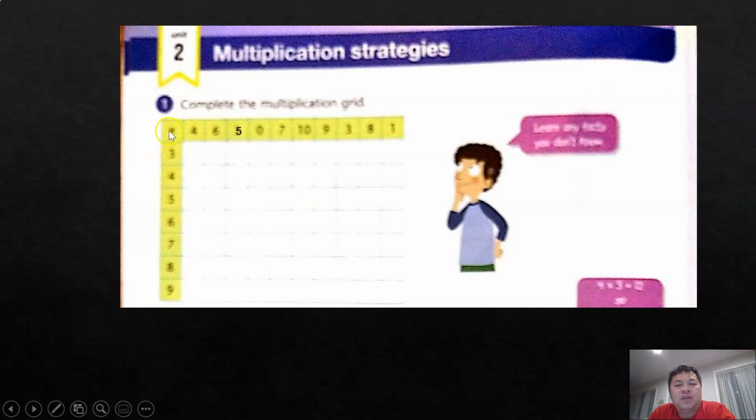So looking at this, 3 times 4 is 12, 3 times 6 is 18, 3 times 5 is 15, 3 times 0 is 0. So you work it out, and then for the rest of the tables, you have to fill them out. Okay, please use your very best handwriting because the grid is quite small. Make sure you can write your numbers neatly inside the grid.